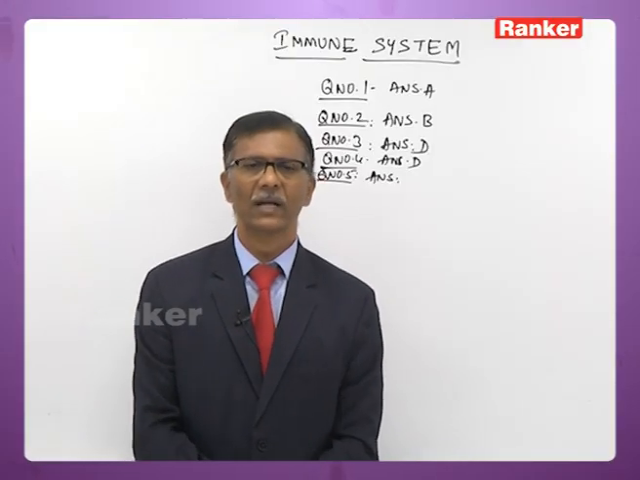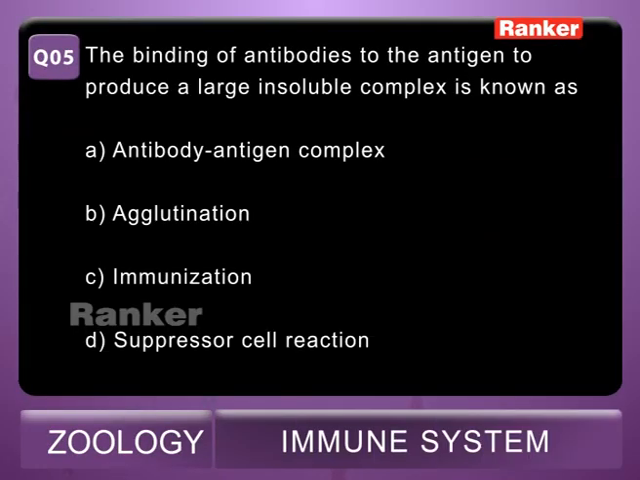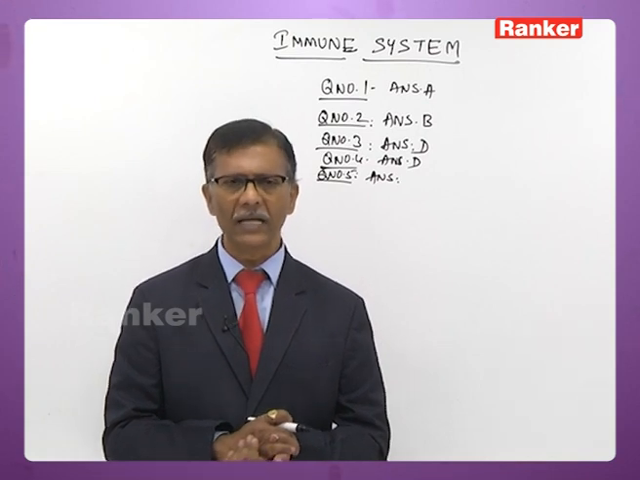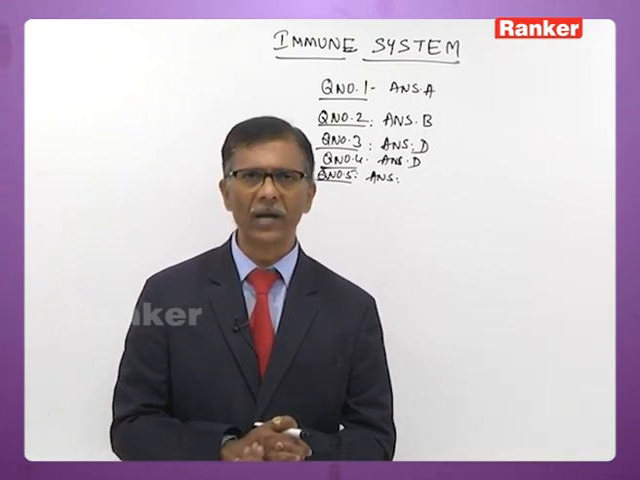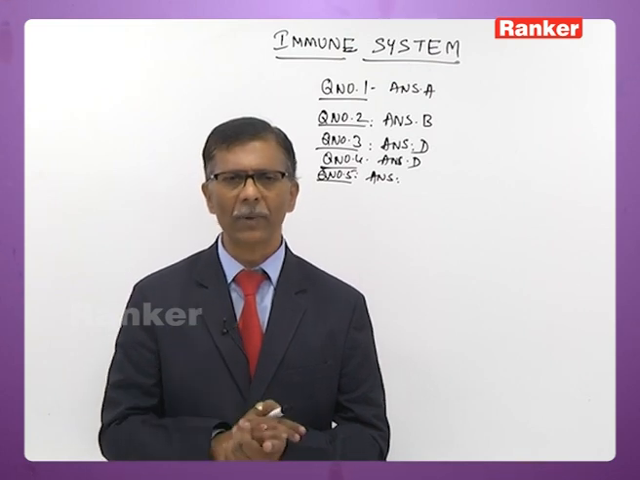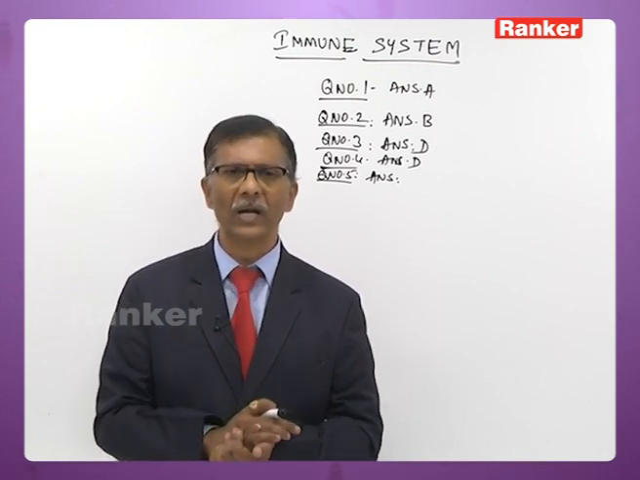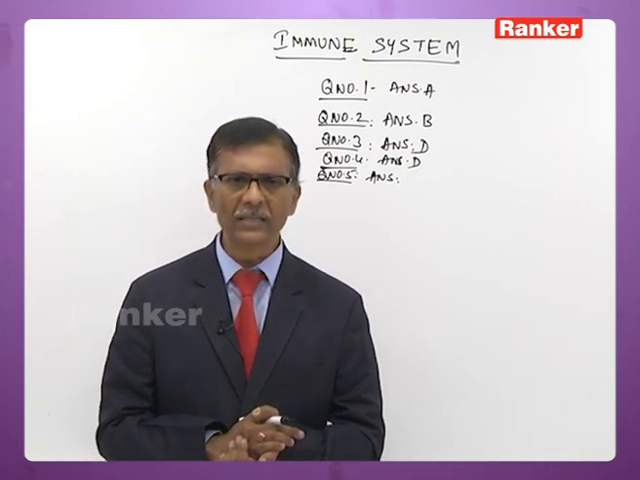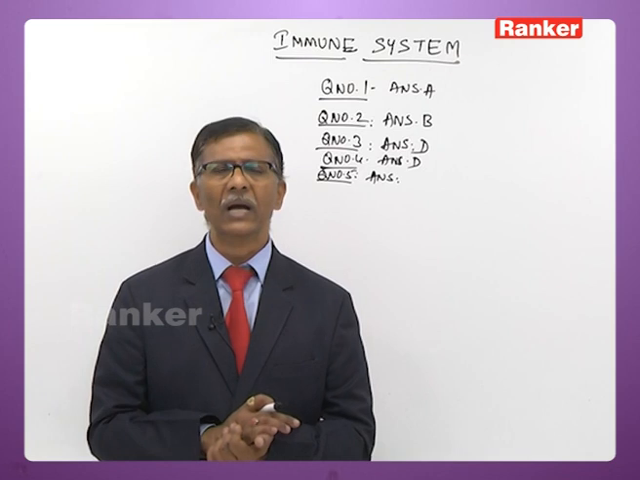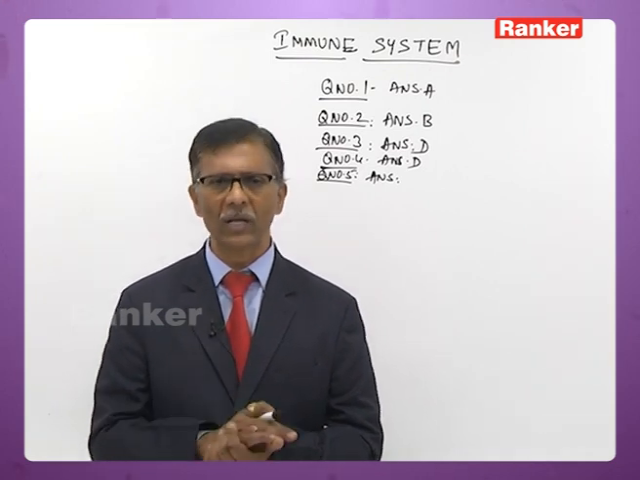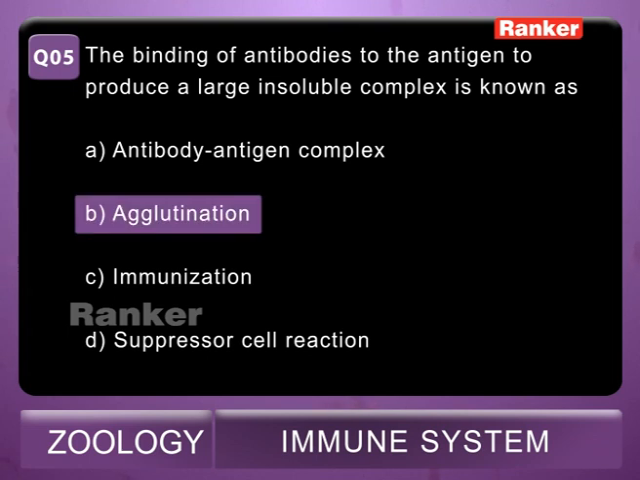Now I will read out the question for you. Question number 5. The binding of antibodies to the antigen to produce a large insoluble complex is known as: A. antigen antibody complex, B. agglutination, C. immunization, D. suppressor cell reaction. When antibodies interact with antigens, preferably when the antigens are solid in nature, a solid complex is formed. That formation of a solid complex due to interaction of antigen and antibody is known as agglutination, because agglutination mostly results in an insoluble complex. So the fifth question's correct answer is B, agglutination.